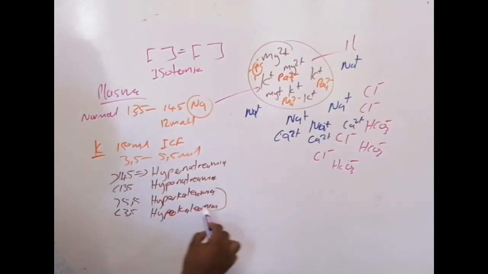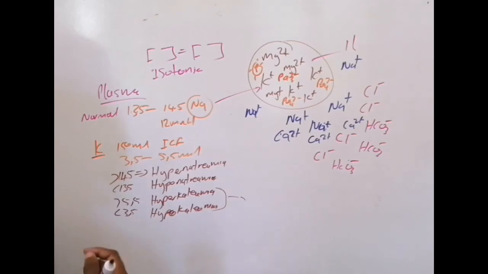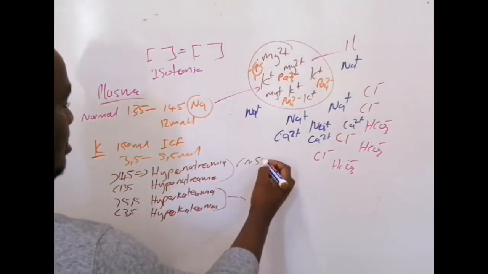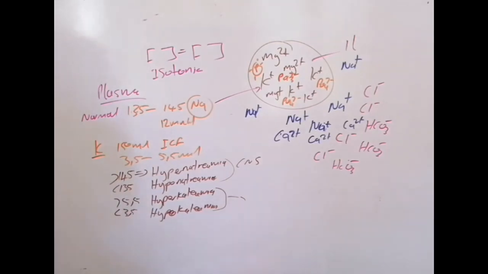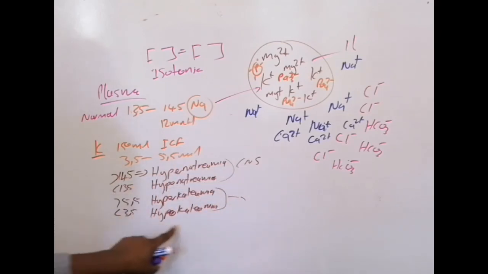Potassium abnormalities give you cardiac complications. They interfere with the electricity of the heart. And with sodium abnormalities, you get mainly CNS symptoms and muscle symptoms, like muscle weakness, that kind of thing. So here you get CNS symptoms, and here you get cardiac symptoms. Okay.